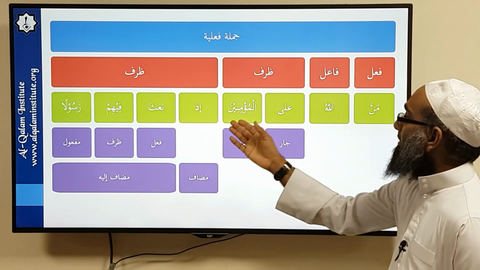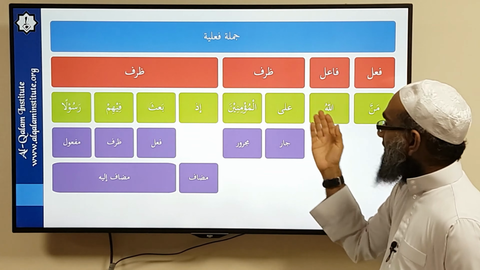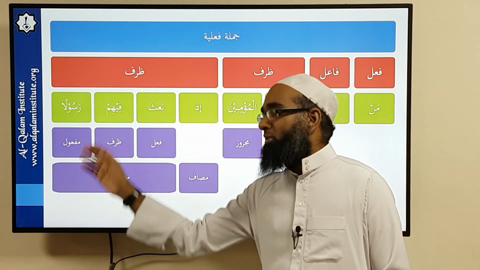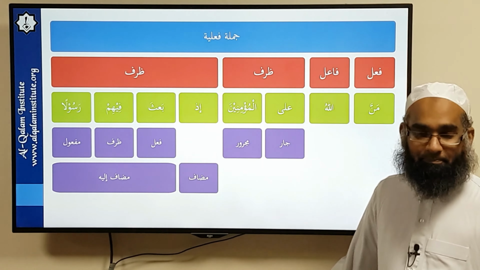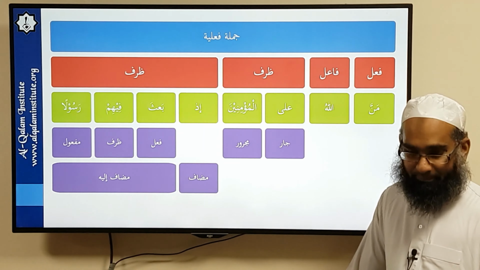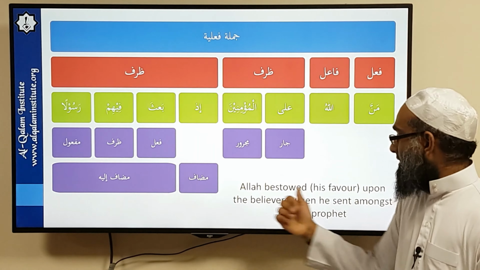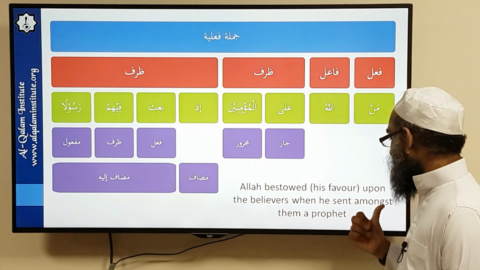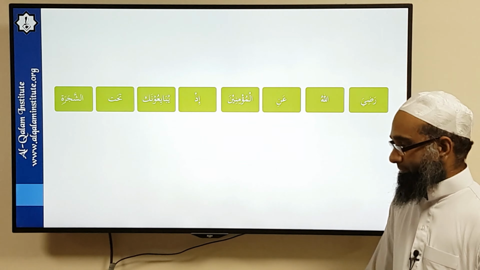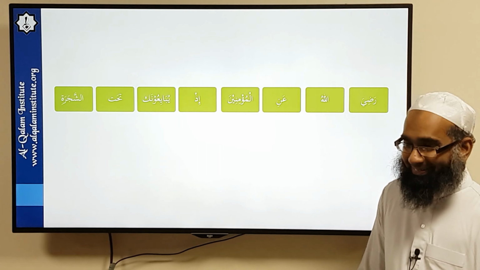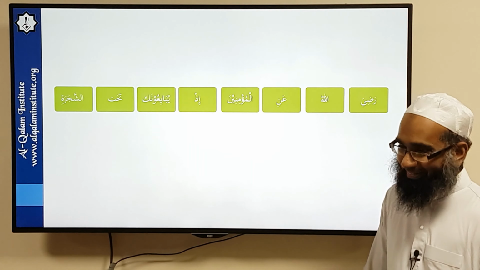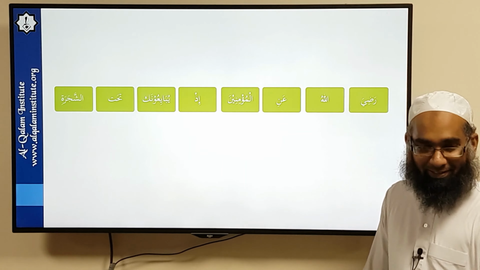So Allah bestowed a favor upon the believers when He sent amongst them a messenger. You got the concept, we need practice. We'll do that later inshallah. So Allah bestowed His favor upon the believers when He sent amongst them a prophet. Next one. Too easy? Too much? It's okay, overdose. It's good.